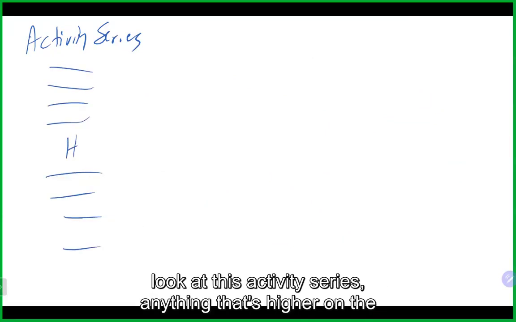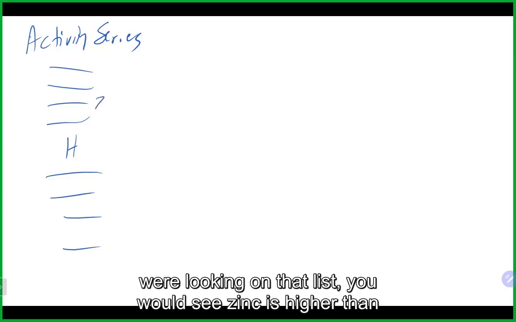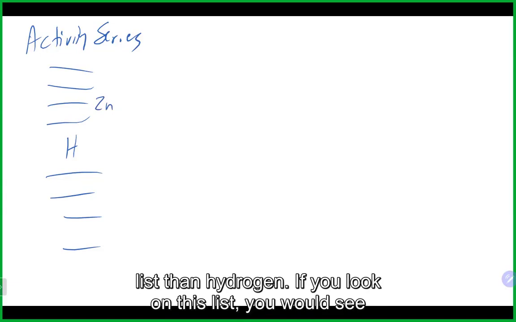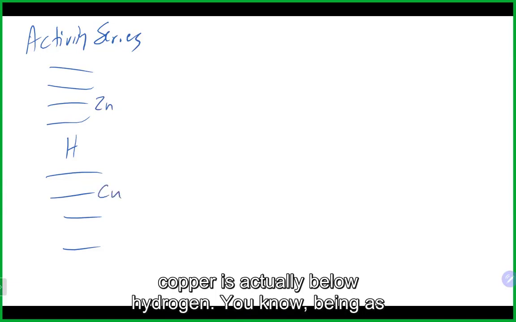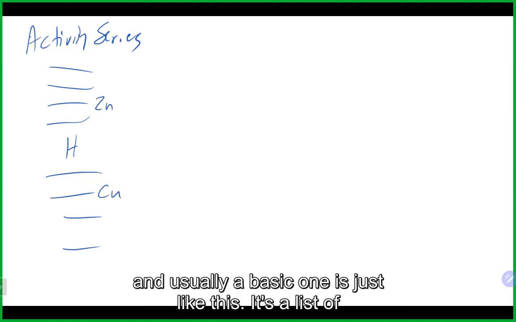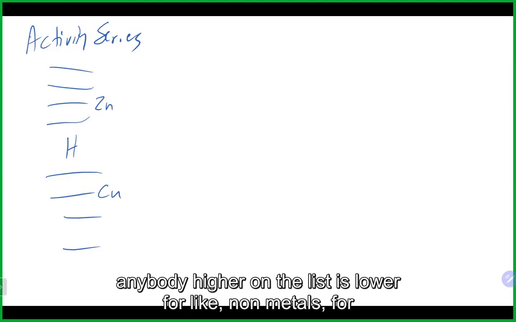And when you look at this activity series, anything that's higher on the list will replace anybody that's lower on the list. So if you were looking on that list, you would see zinc is higher than hydrogen, and it would replace it because it's higher on the list than hydrogen. If you look on this list, you would see copper is actually below hydrogen, and it is less reactive. So this is what's known as an activity series, and usually a basic one is just like that. It's just a list of elements, and usually hydrogen is in the middle. And again, anybody higher on the list replaces those lower.